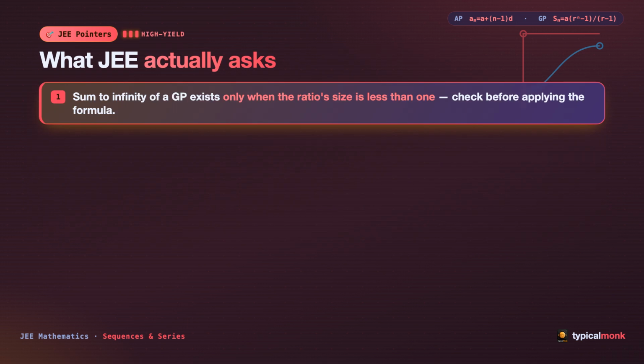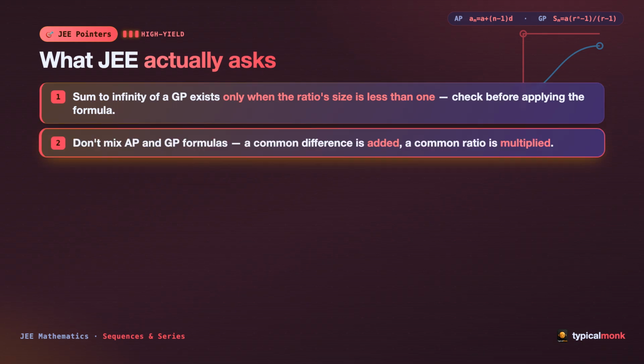Now sit up straight. These 5 lines are what JEE actually asks year after year. 1. The sum to infinity of a GP only exists when the size of the common ratio is strictly less than 1. Always check this before you reach for the formula. 2. Never mix the two families. An AP adds a common difference. A GP multiplies by a common ratio, and mixing them is the single most common slip in this chapter.